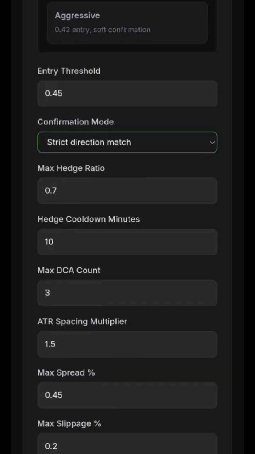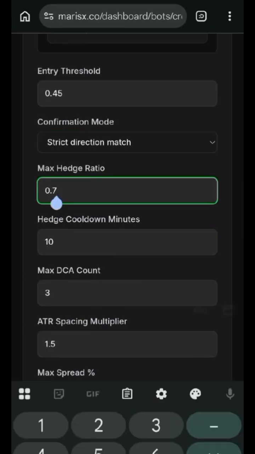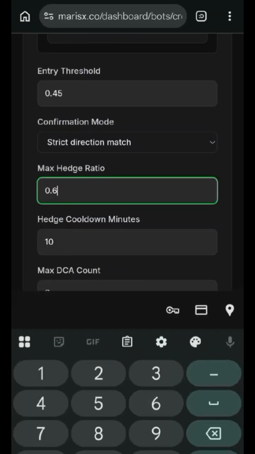So if you choose 0.6, you are telling the bot to buy with 60%. If you choose 0.8, you are telling the bot to buy with 80%. If you choose 0.9, you are telling the bot to buy with 90%. So for this particular video, and for the recommendation we give, we recommend 0.7, right?